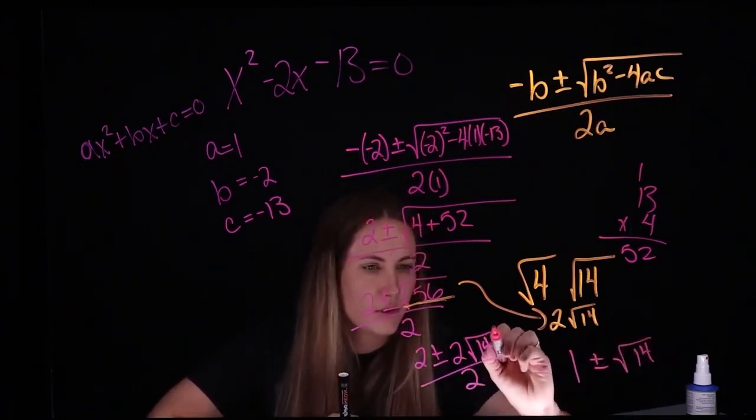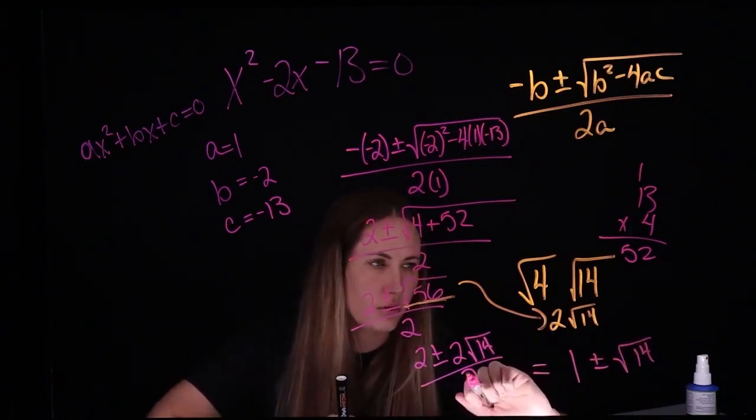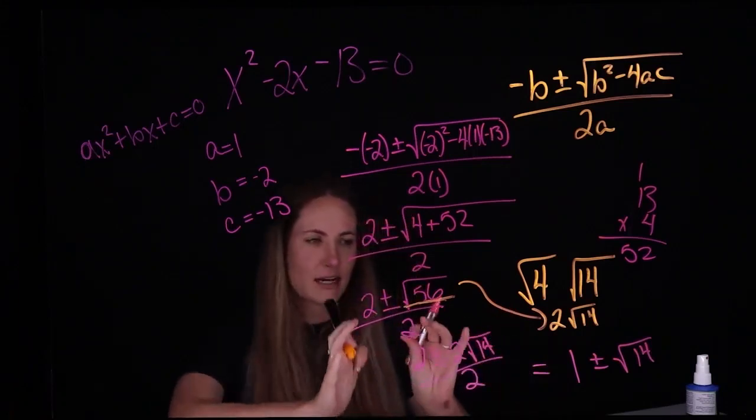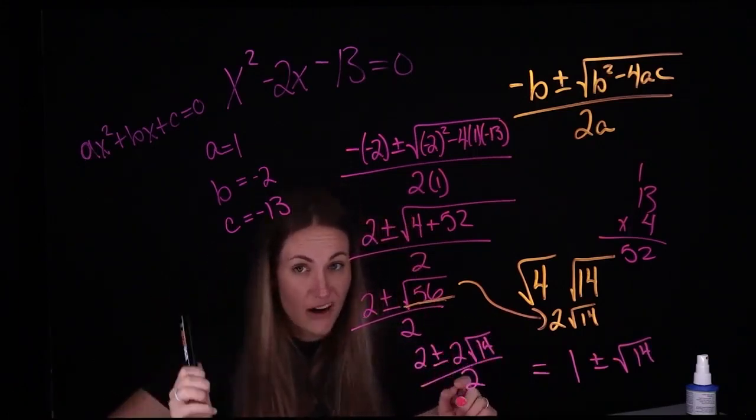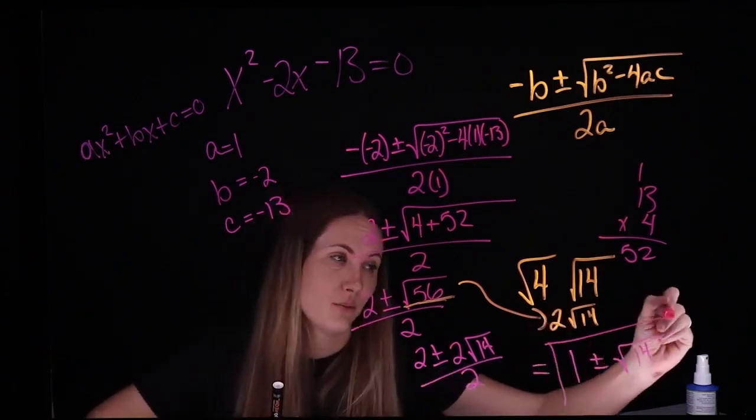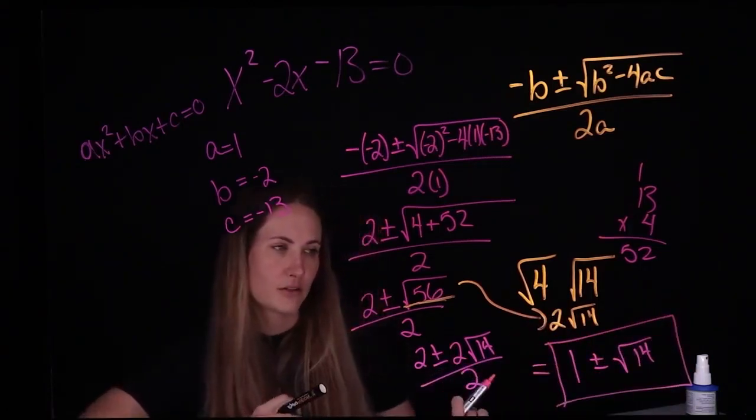You cannot divide what's in the radical by 2, though, because it's like an x. It's kind of standalone unless it's the exact same as something. So the final answer that you would type into this problem would be 1 plus or minus the square root of 14.